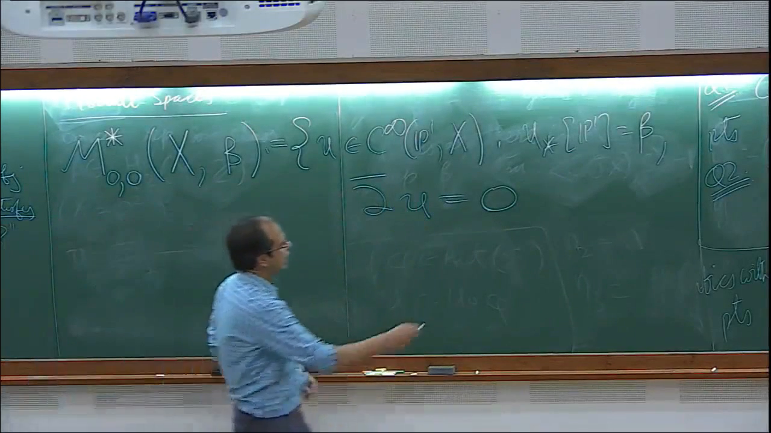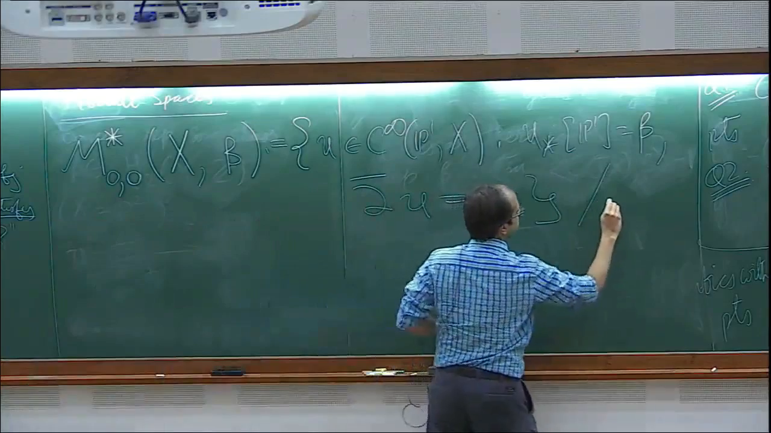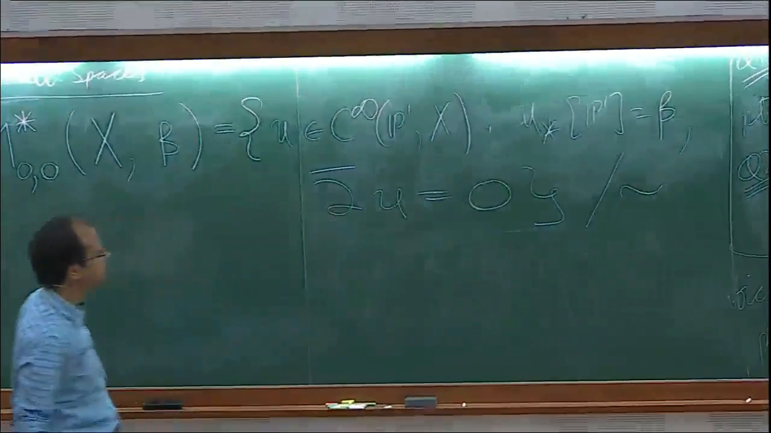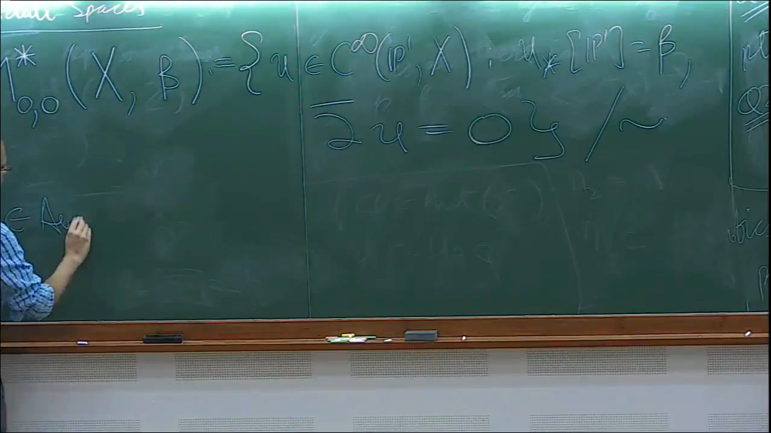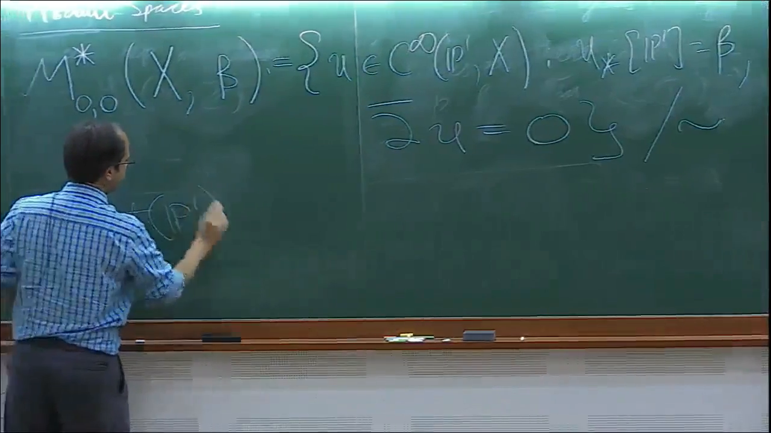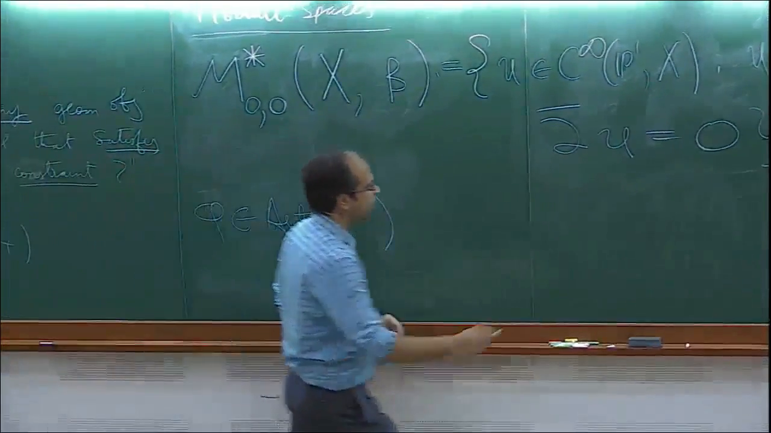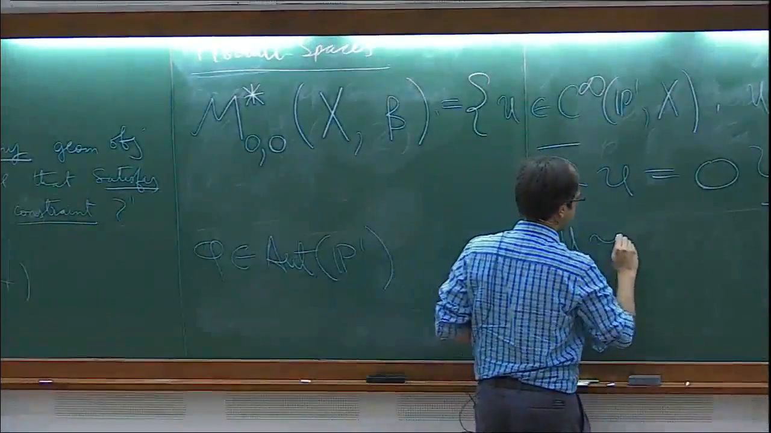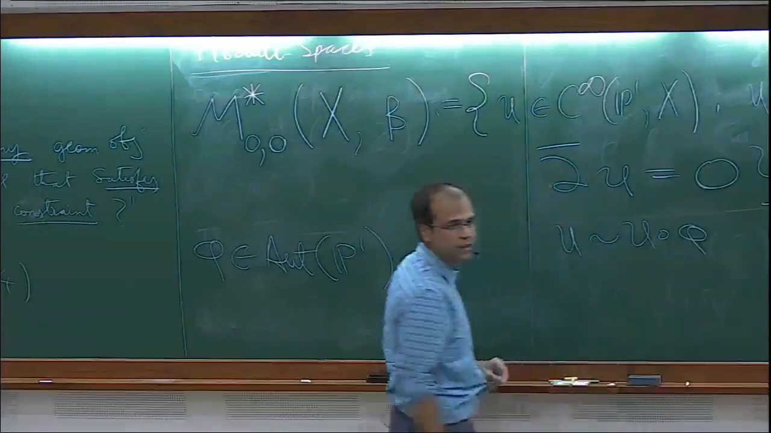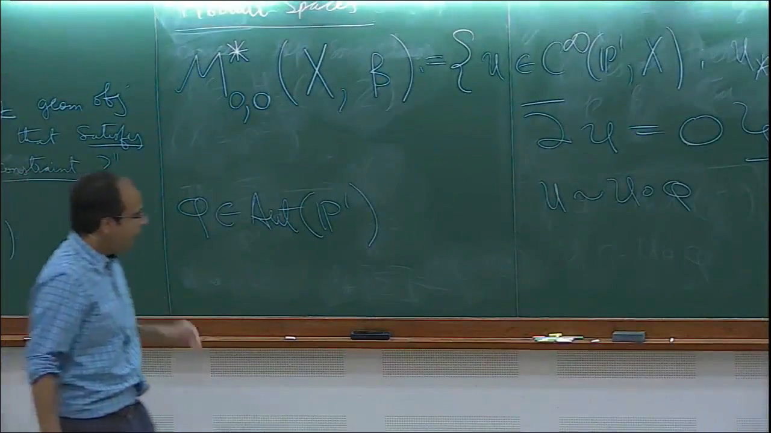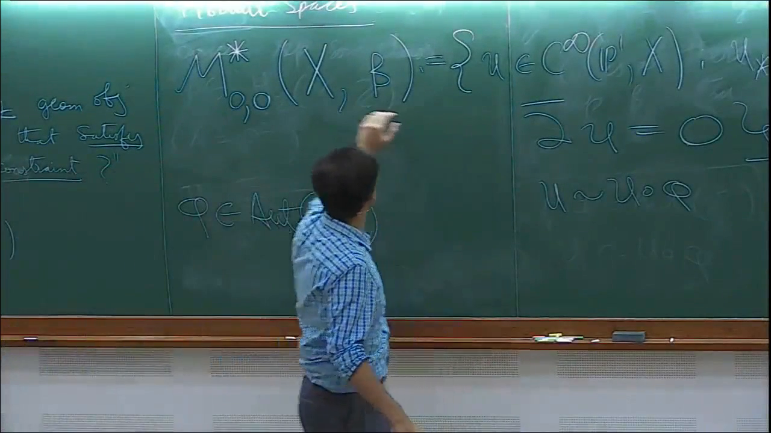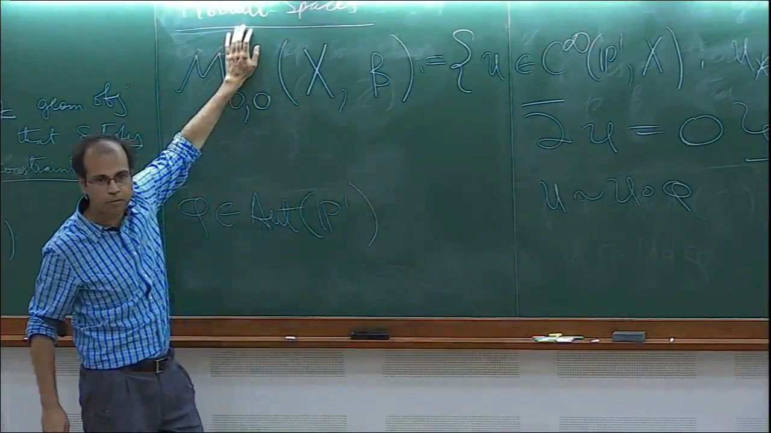And I'm modding out by an equivalence relation. What is the equivalence relation? The equivalence relation is that if you have an automorphism phi of the domain, then U is in the same equivalence class as U composed with phi. That means that if I reparameterize something, they're really the same thing. And so this is a slight lie. This would be the definition of M, not M star.